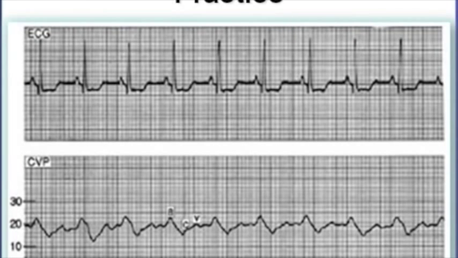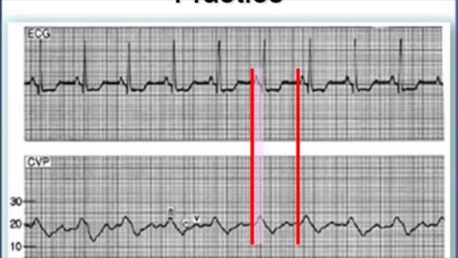All right, here's some practice. So let's isolate the A, the C, and the V wave. They're labeled for you as well. I've done it for you here. Let's draw a line from one P wave down to the CVP and then over to the next and identify our PR interval. And then our A wave is right there. If we draw a line across, what do we get? We get a CVP of, again, about 20.